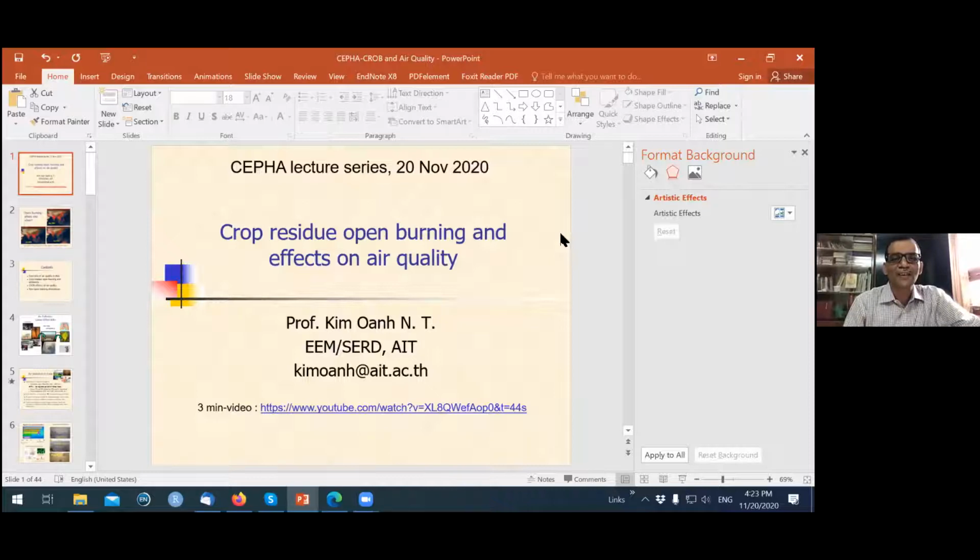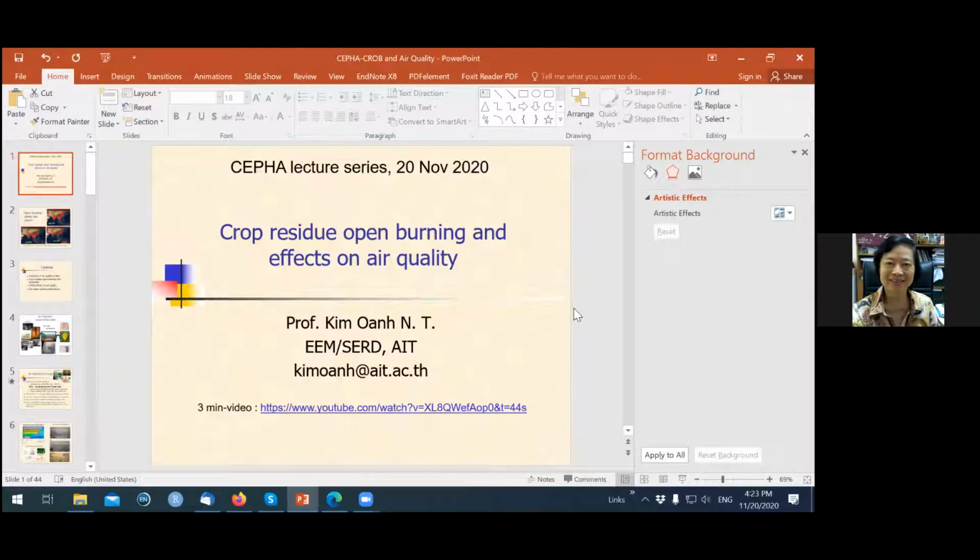This question is from Sotoris. He asked, could rice straw provide additional feed for livestock? Okay. So the question is if rice straw is additional feed for livestock?